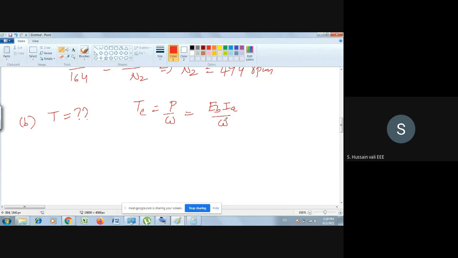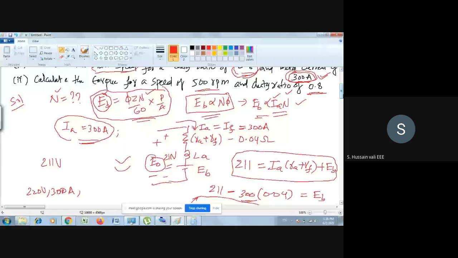EB, what is EB we got here? How can I find out EB? What is IA? So on this data we have to search. What is omega? Speed he has given, so omega is 2 pi N by 60, so we don't need to worry about that. Two things we don't know. What are those two things? What is the question here? So 500 rpm speed is given.